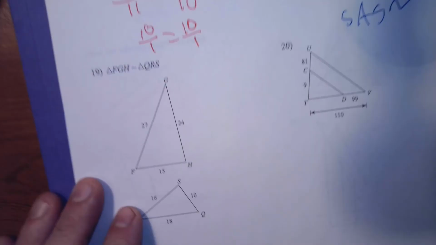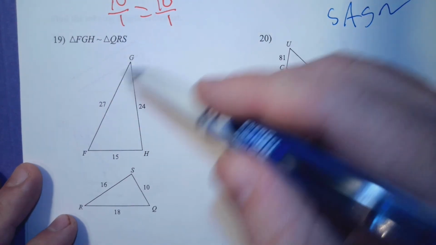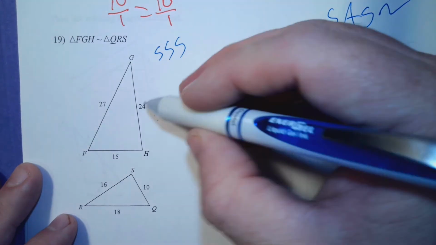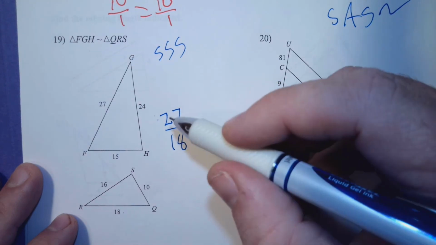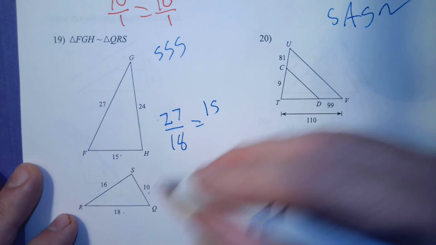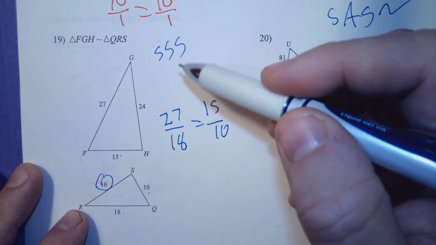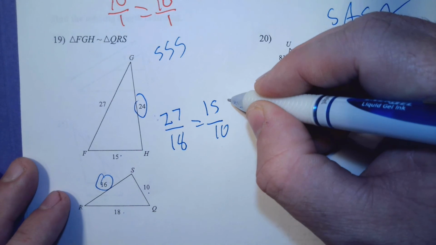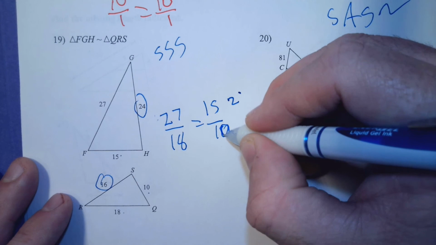Moving on. 19. Let's see here. Well, I'm going to be looking for SSS on this because I have all these sides. So I need to match them up. 27, big, goes with big. Medium, small. 15 goes with small, 10. And what did I not use? I didn't use the 16, and I didn't use the 24. So that would be 24. That's a 10. Got to be careful.